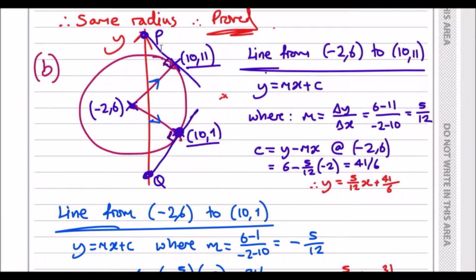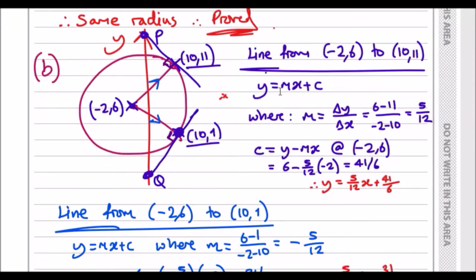And that's fine. And so the key idea is to firstly work out the equation of this line here from the center to the point (10, 11), and find the equation of the line from the center to (10, 1). So let's work at that step by step and you'll see what's happening. And then we can finally work out the distance from P to Q, which is completely vertical, by the way, so that's good. It'll just be a subtraction of the y coordinates. Now, let's start with the line from (-2, 6) to (10, 11).